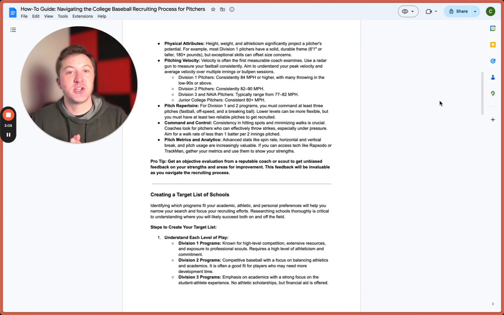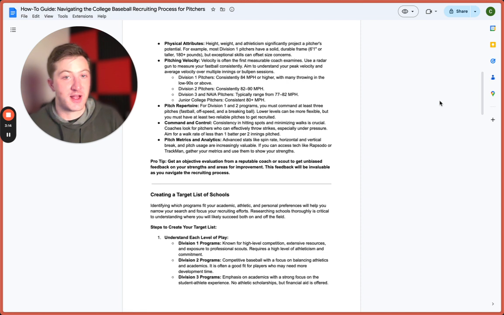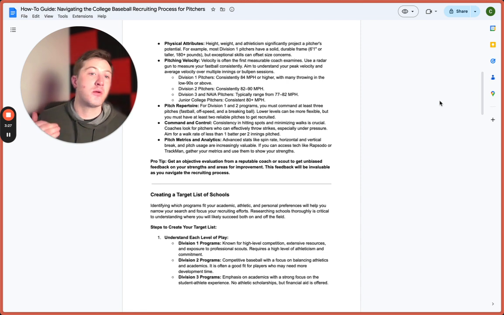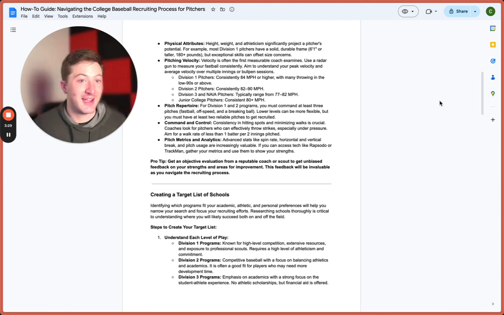Pitching velocity. Velocity is often the first measurable that coaches examine. Using a radar gun to measure your fastball velocity, aim to understand your peak velocity and your average velocity over multiple innings and bullpen sessions. At the Division I level, most pitchers are going to sit consistently 84 and above. But as you may notice, more and more throwers are throwing into the low to mid 90s. Some guys are even touching up into the hundreds, right?